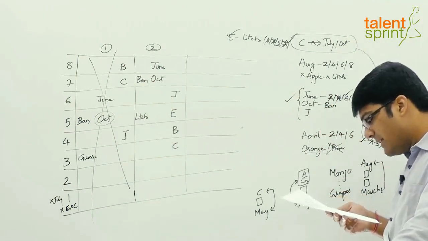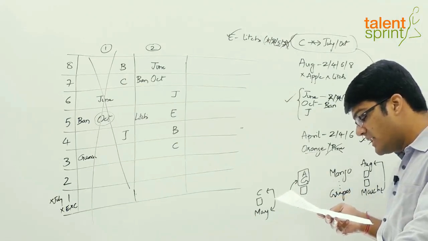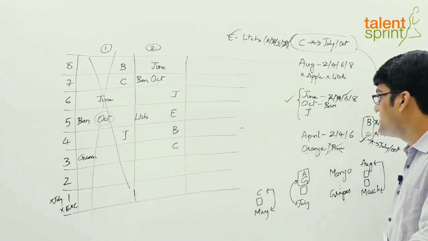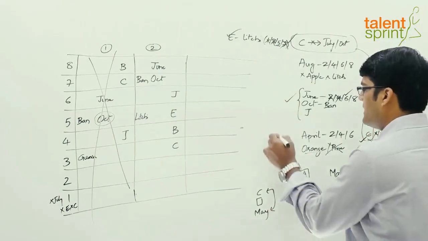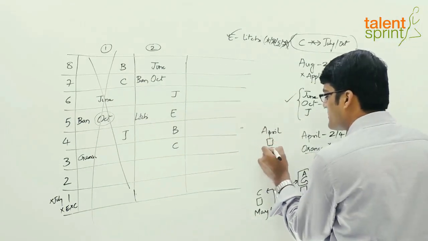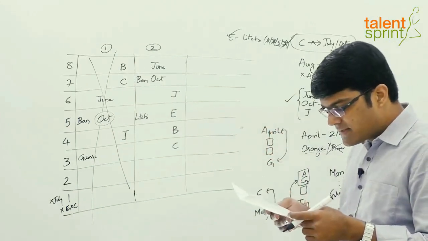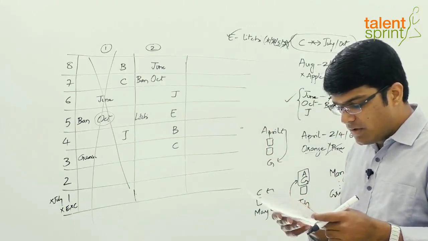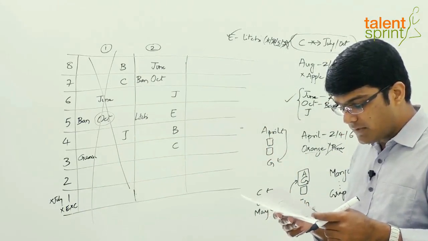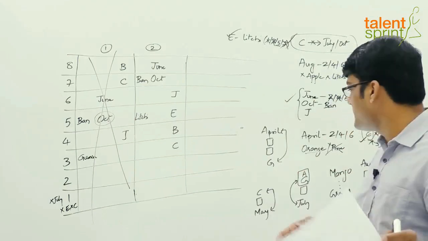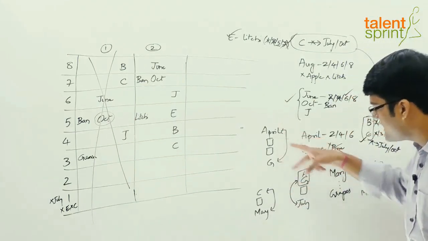Okay, one more statement was that only 2 persons live between G and the one whose date of birth is in April. You getting it? Between April and G there are only 2 persons. So maybe in connection to this we can do something. So let us try to connect this with April.